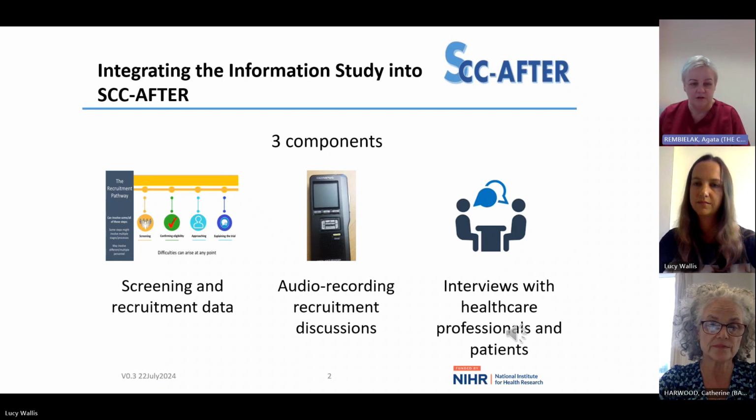We understand colleagues' concerns about these when they are unfamiliar, but the information study processes are designed to be integrated within the trial and not too onerous for our clinical colleagues.